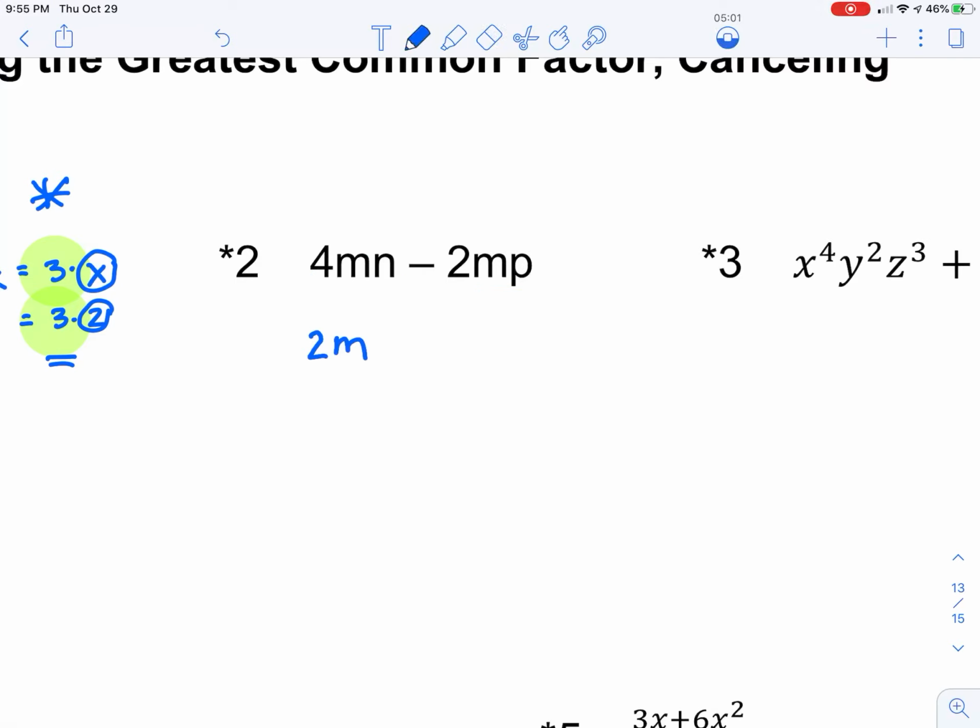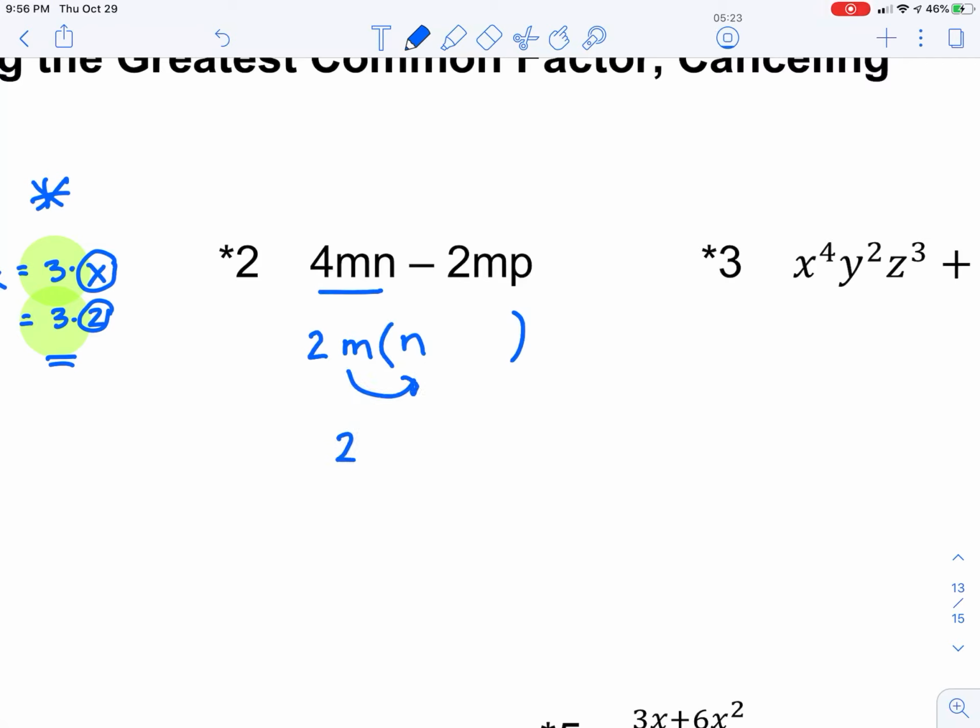So let's put back in parentheses what they don't share in common. So what would I put here that when I multiply it with 2m would bring me back to 4mn? It looks like what's left is the n. So when I distribute that, let's look at that.